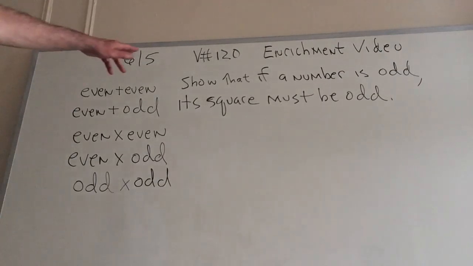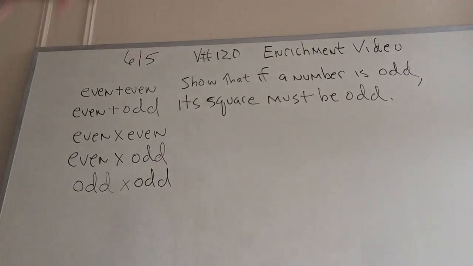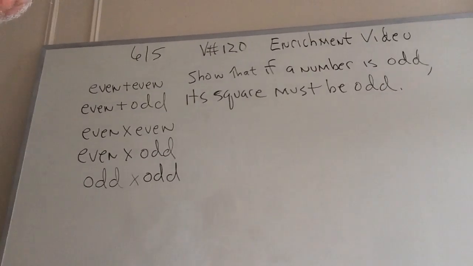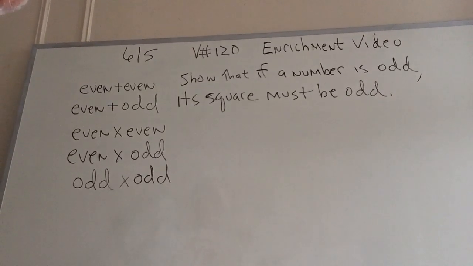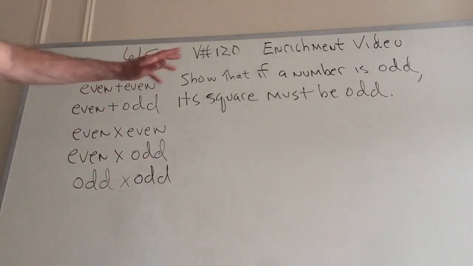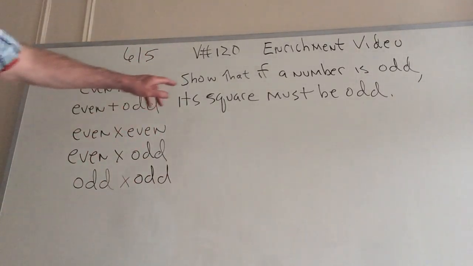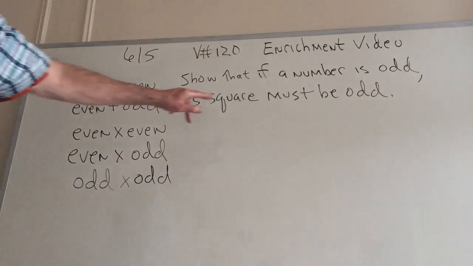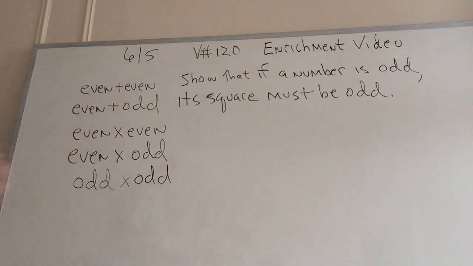Okay, so it's 6-5. This is video 120, and this is strictly an enrichment video. We've been encouraged to make videos on enrichment, and so I just want to do this one here. And some teachers would say proof. I'm going to avoid the word prove, and I'm going to use the word show that if a number is odd, its square must be odd. So why am I doing this?